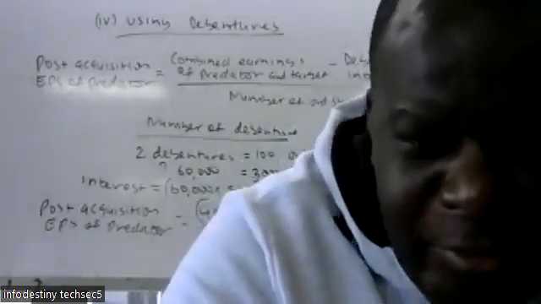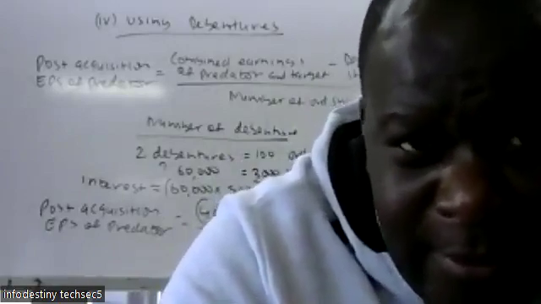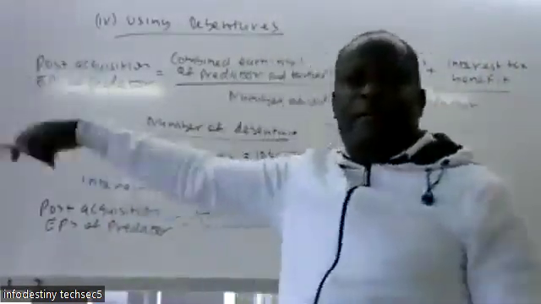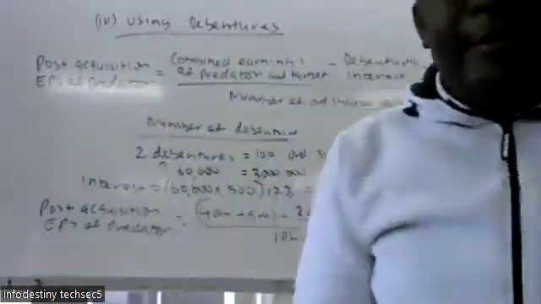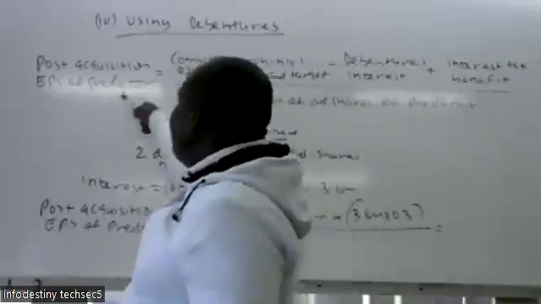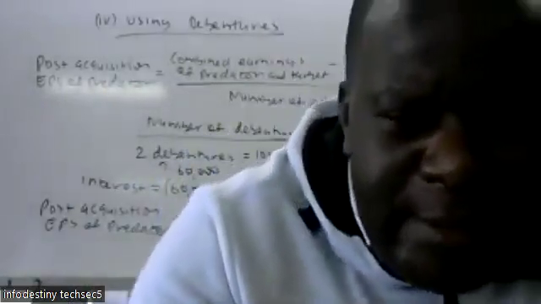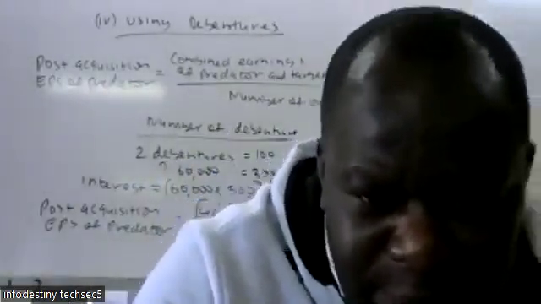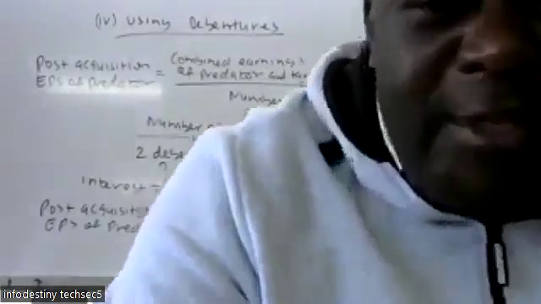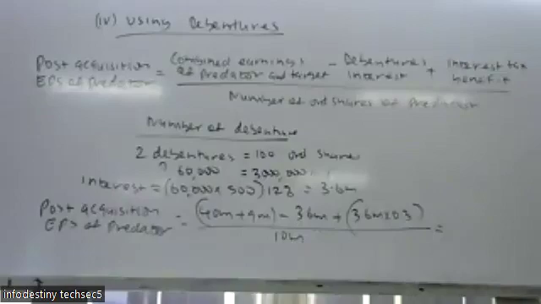That formula, Adam, you have it in your book. There was no need for me to write this formula on the board because I have repeated it so many times in your book. Even if you don't see what is here, check in your books. When we are using debentures, how do you get the earning per share of the predator? The first question I did, I had written the formula. Even when I was teaching, I gave you those formulas. So they are there in your notes.